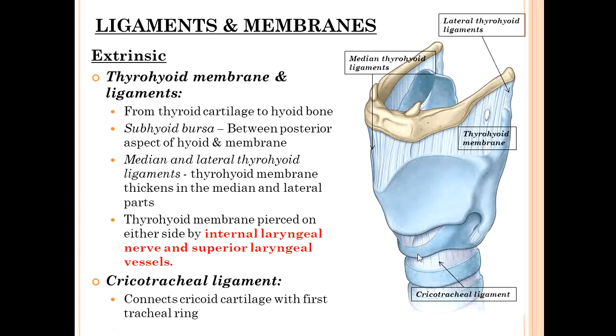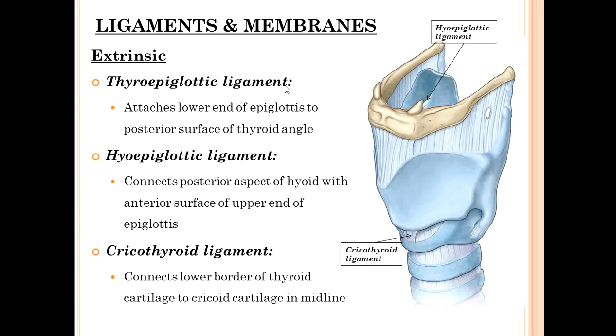Okay, then another membrane is the cricotracheal membrane or ligament. It is present between the cricoid cartilage and the first tracheal ring. Then another ligament is present between the thyroid cartilage and epiglottis, that is known as the thyroepiglottic ligament. Another ligament is the hyoepiglottic ligament, present between the hyoid bone and epiglottis. You can see this is the epiglottis and this is the hyoid bone. So that ligament is the hyoepiglottic ligament.